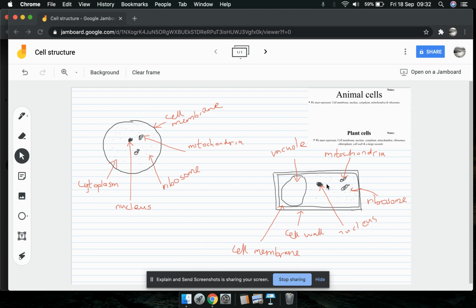I've drawn in the cell wall and the large vacuole, and then there's one other part here that we have to mention. Actually, I haven't mentioned the cytoplasm again, so don't forget the white space. Most of the white space is liquid, and that is cytoplasm. Actually, most of any cell is water based. That's why they say humans are mostly made of water.